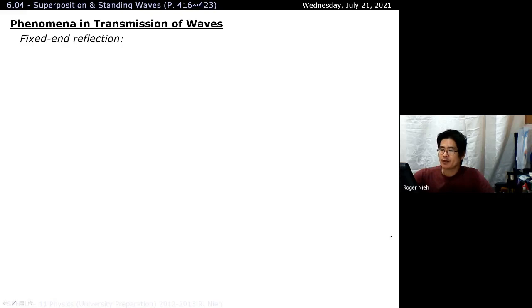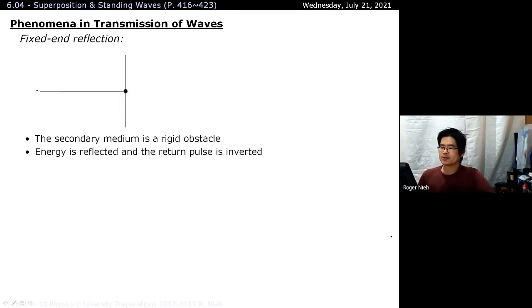Okay. So here are the 2 outcomes of waves when they interact at a boundary. The first type of boundary is one where it's a brick wall. Okay. So the wave travels all the way across, whacks against a brick wall, bounces off, and reflects upside down.